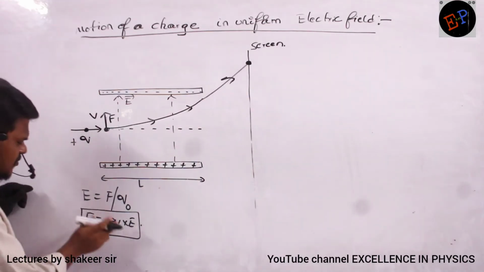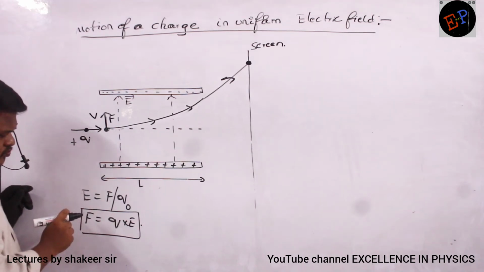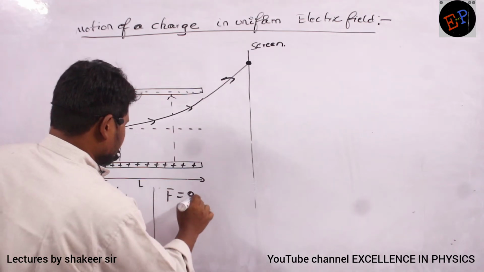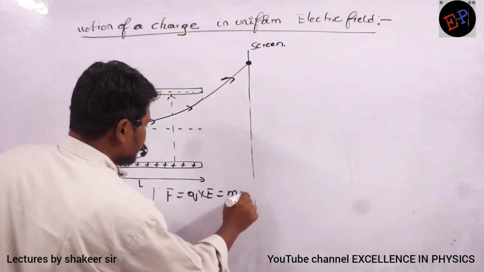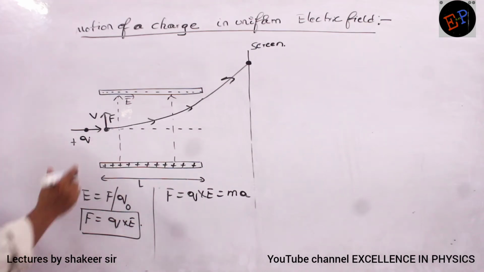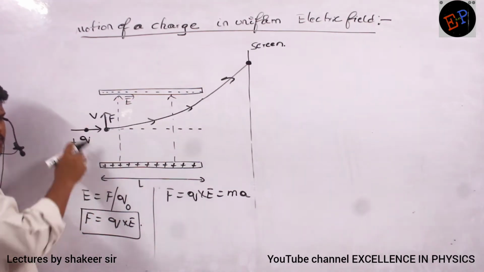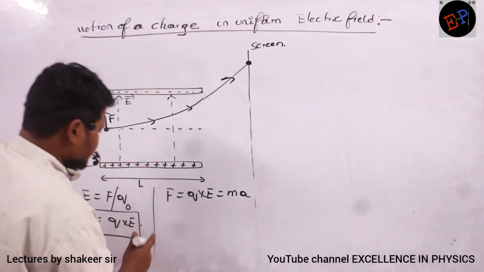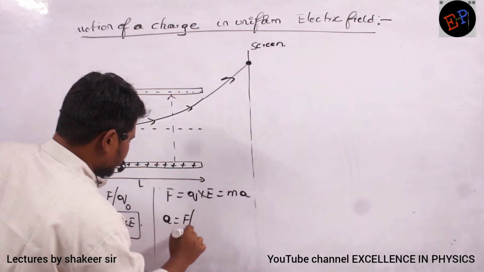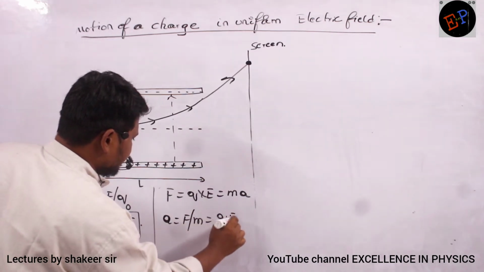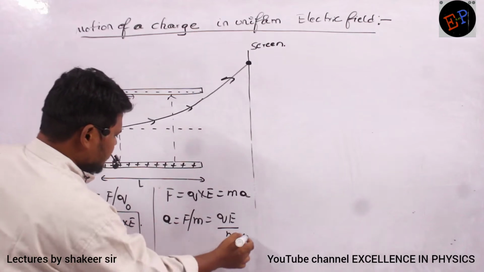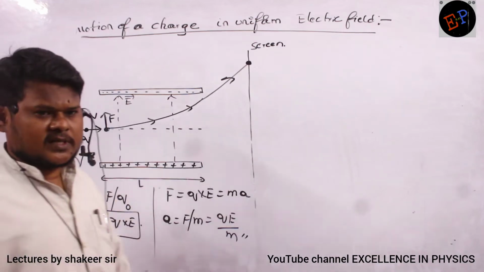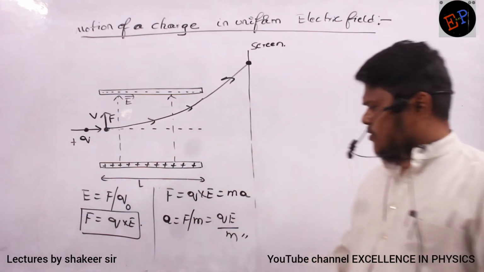So what will the force do? Force will give acceleration. So what can I write? F is equal to Q into E, which is also equal to mass into acceleration, because this is the net force acting on the charge. This is the only force which is acting, and that force becomes the net force. Net force is mass into acceleration. So a is equal to F by m, that is, Q into E divided by m. This is the amount of acceleration produced on the charge. Net force always produces acceleration, no?